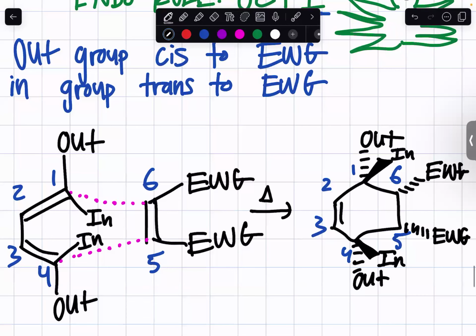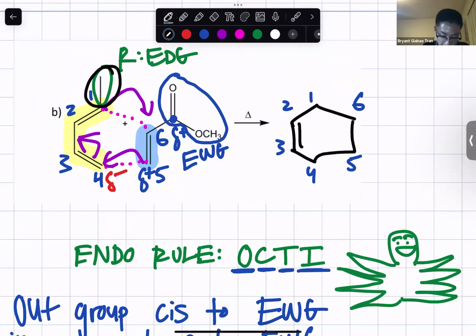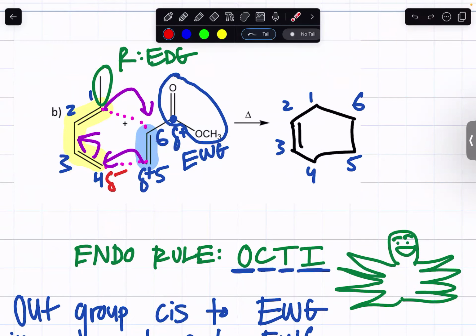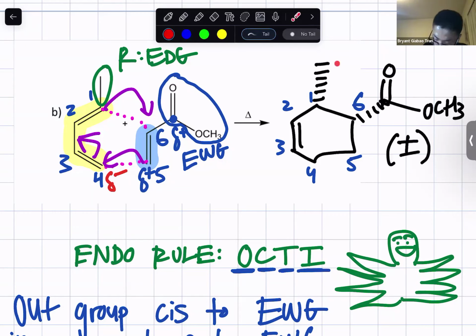Yeah. Right. So let's look at this example here. Is this EDG an outgroup or an in-group? It's an outgroup. Yeah, right. So does that make it cis or trans to this EWG here? It's cis. Yeah, it's cis. So that's how we tell the stereochemistry between the outgroup and EWG. So let's make this a dash and this a dash as well, which is OCH3. And we could say plus enantiomer because this could have been a wedge and that could have been a wedge as well, where they are both cis, like that.